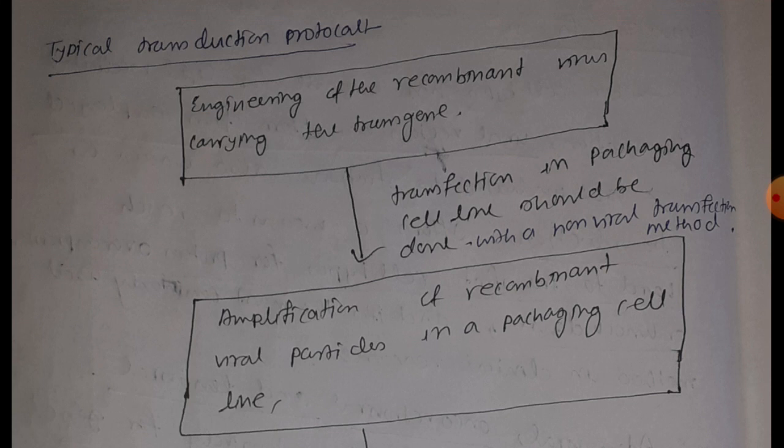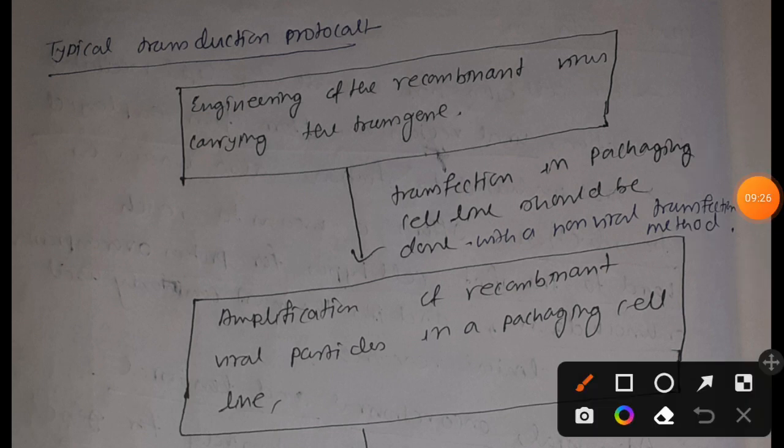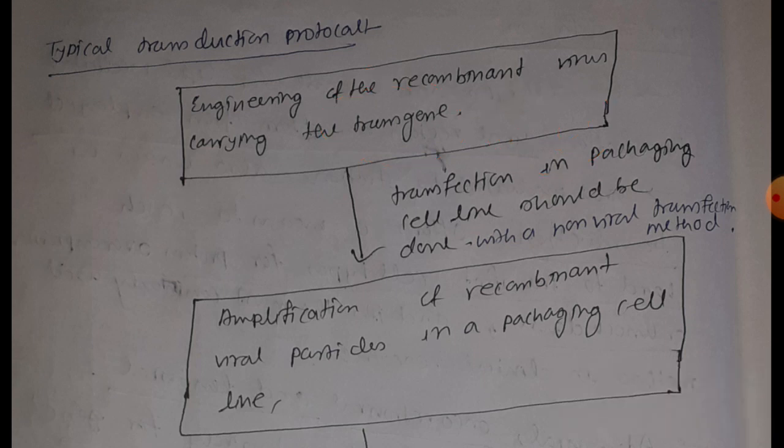standard transfection procedure. Although we are going to discuss each transfection procedure for each virus, adenoviral, lentiviral, and oncoretroviral, each of them. So the first thing is we will engineer the virus. That means here the virus is a recombinant virus, a recombinant viral particle carrying the transgene. Transgene is nothing new, it is our gene of interest. After the construction of the recombinant virus, we will transfect them.